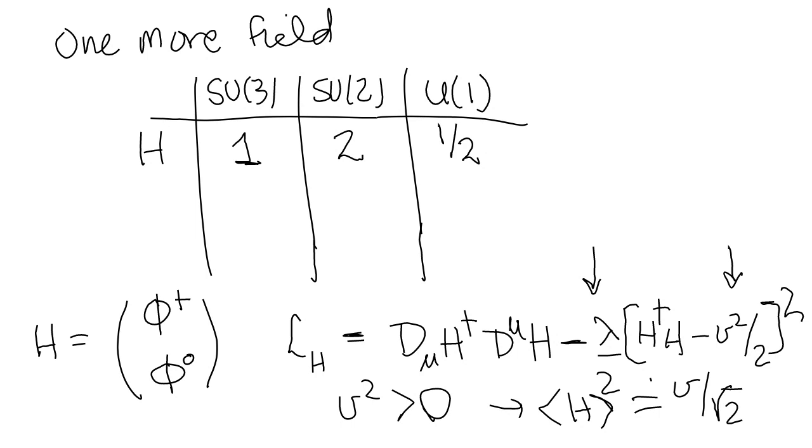Can we identify which gauge bosons acquire a mass? Well, first of all, because the Higgs does not carry any color, none of the colored gauge bosons acquire a mass.